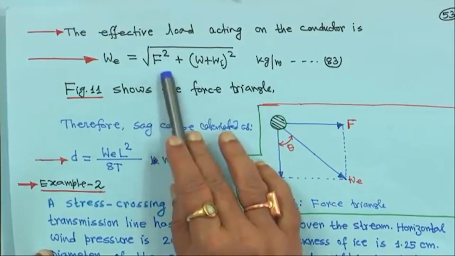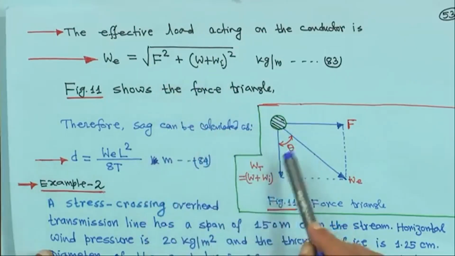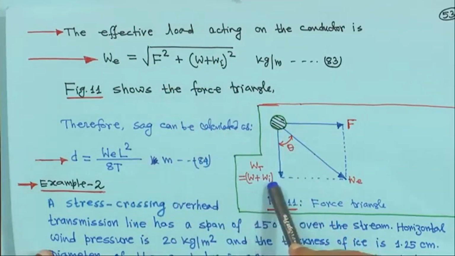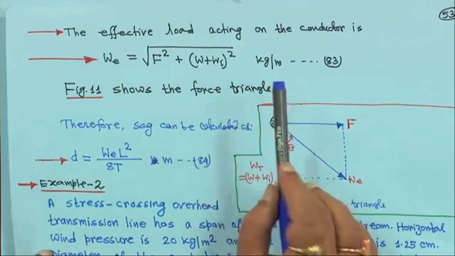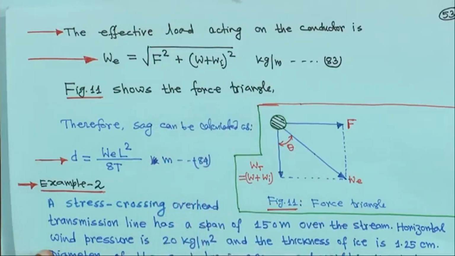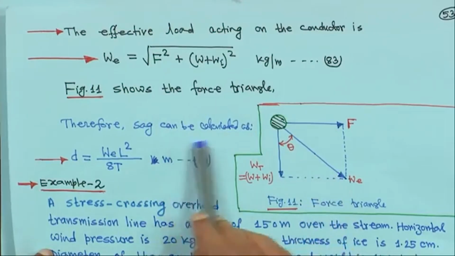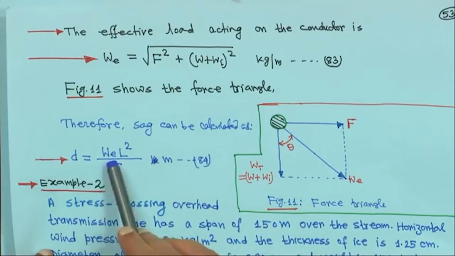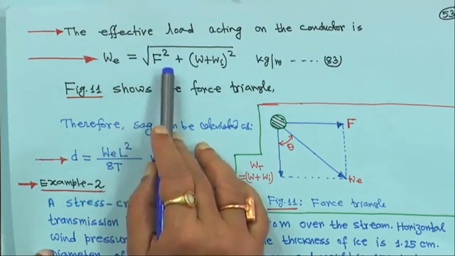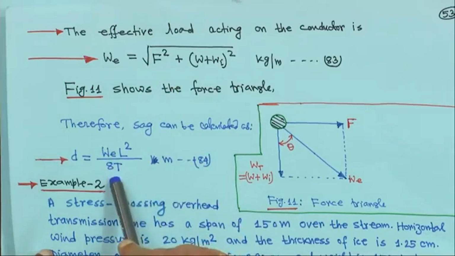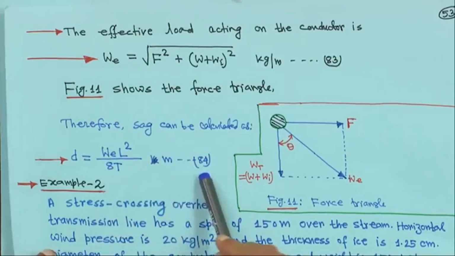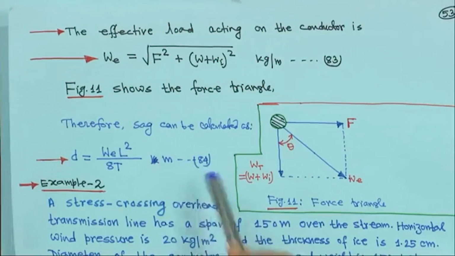So, W_e is equal to root over F square plus W_t square, that means W plus W_i whole square, in kg per meter. So, figure 11 shows the force triangle. Therefore, sag can be calculated as D is equal to W_e L square upon 8 T, which will be in meter. This is equation 84.